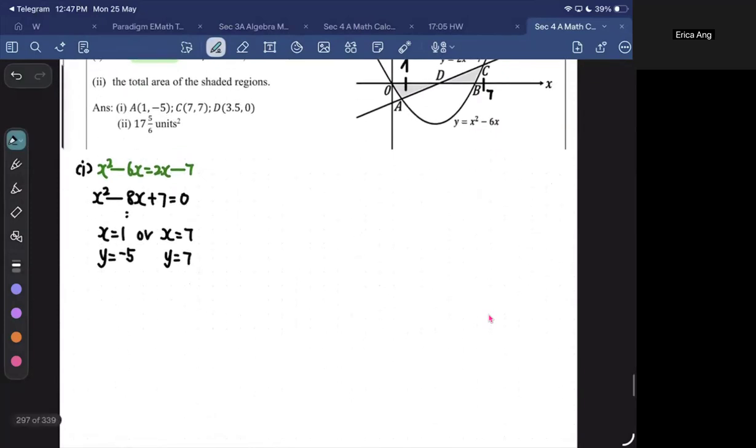So you have to write out nicely. This is A, 1 and minus 5. Then that one is C, right? C is 7 and 7. So I got these two answers ready.